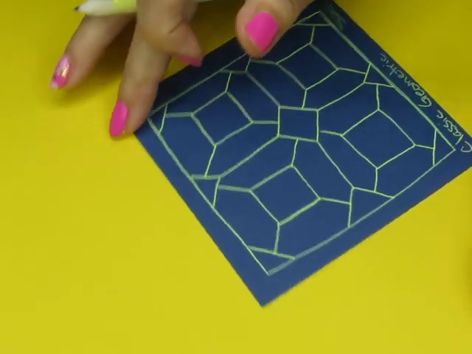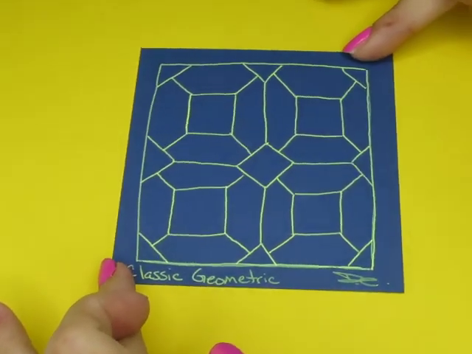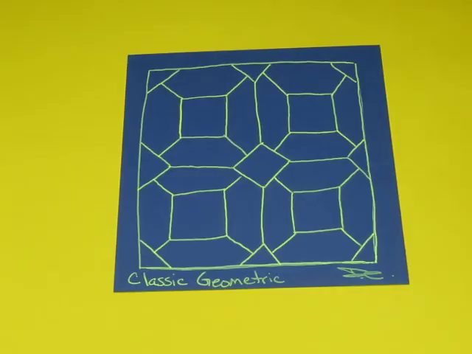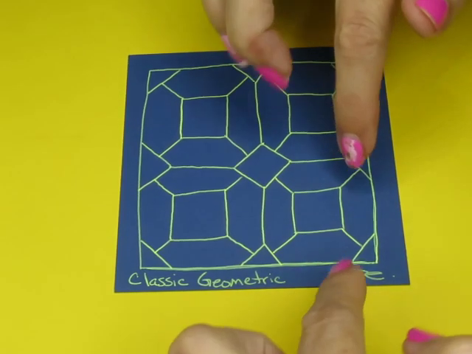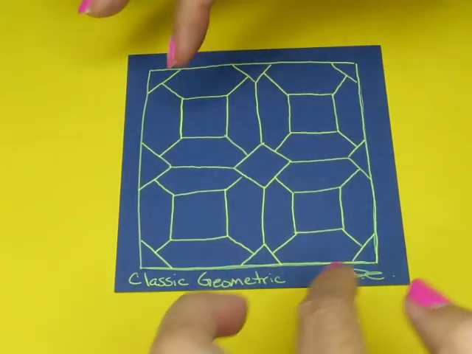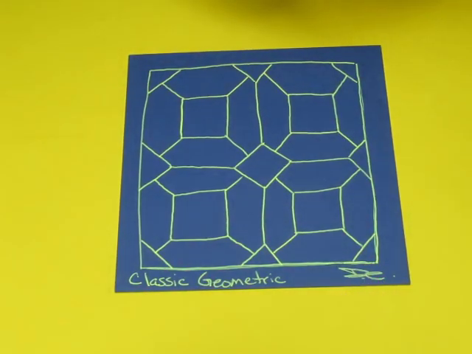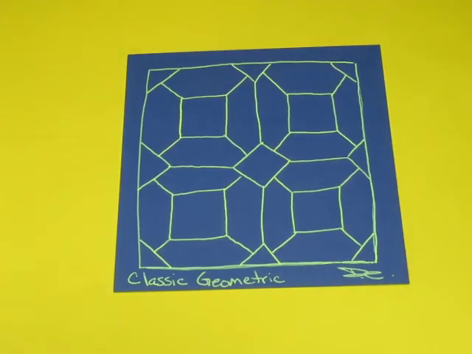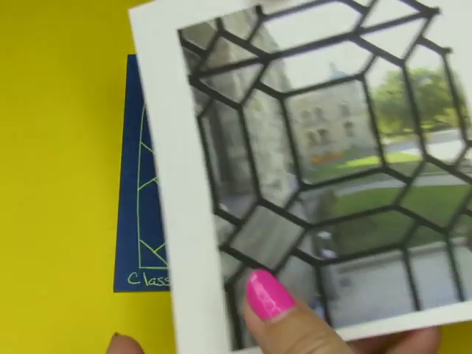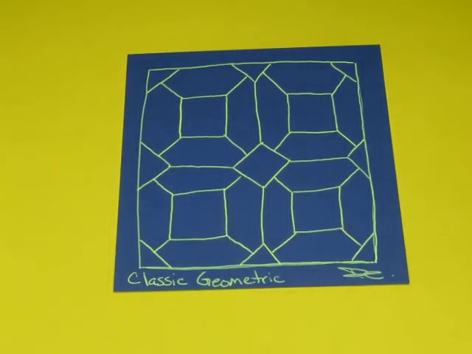We're going to just call it classic geometric. And that's going to be it. Now I could put more patterns in here. I could absolutely be more structural and make it straight with using a ruler. But the point of hand drawing is not that.